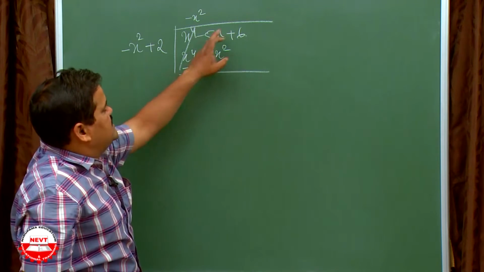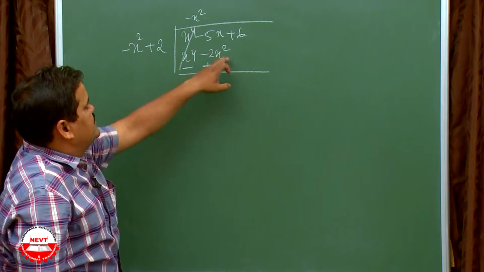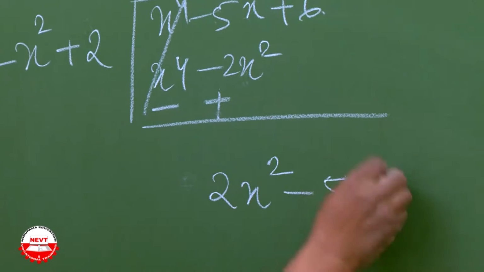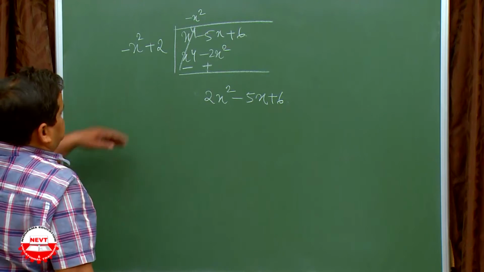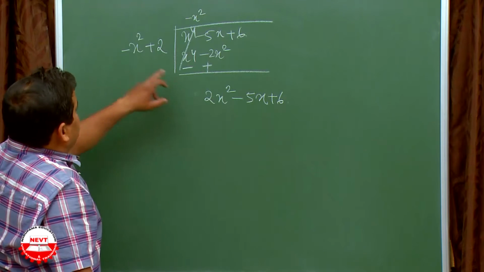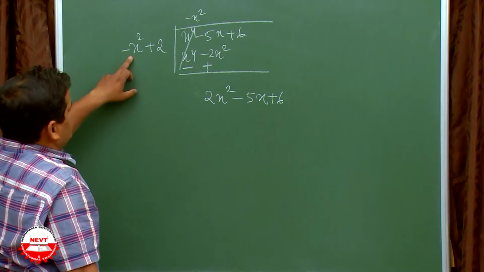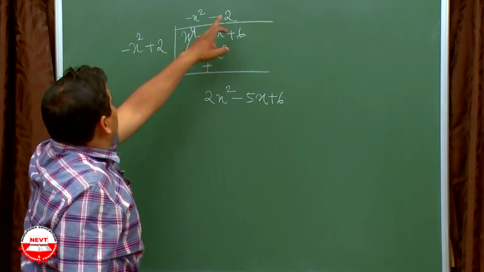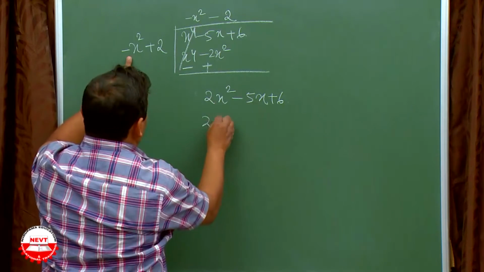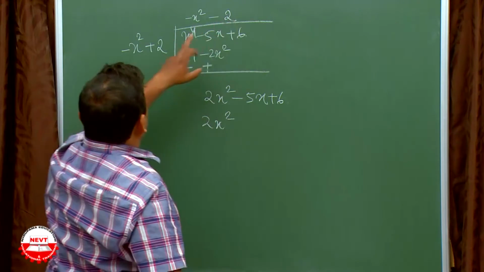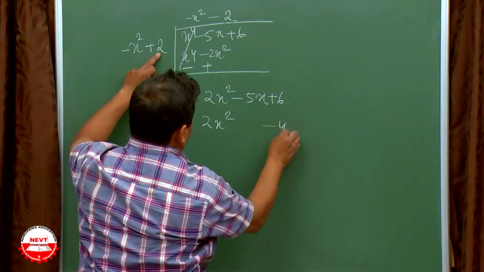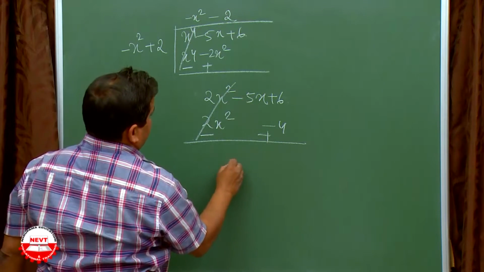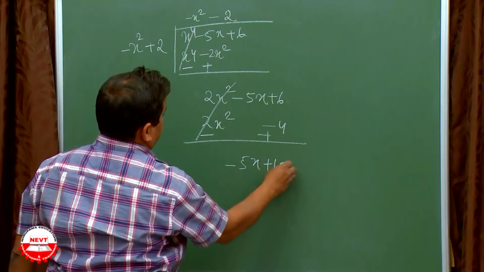Now from these 3 terms, the highest exponent is this one. This is plus 2x square, then minus 5x plus 6. Now since it is 2x square and here it is minus x square, simply put minus 2. So minus 2 into minus x square is 2x square. Minus 2 into plus 2 is minus 4. So what is the remainder? Minus 5x plus 10.